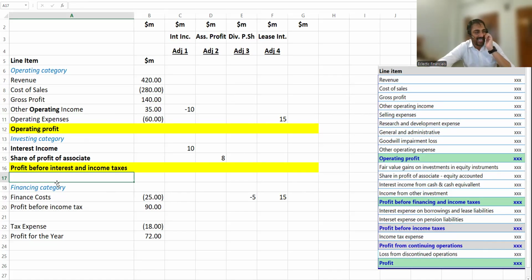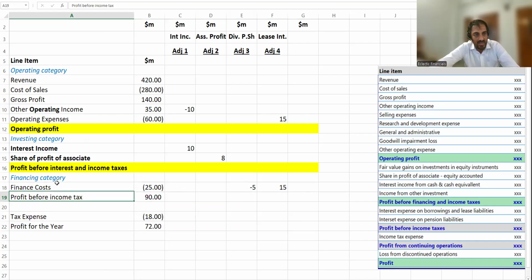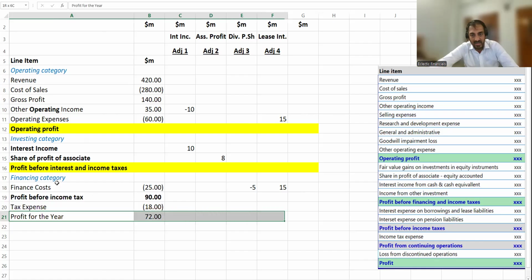Then the finance category. Then finance cost here, category finance cost. And after the finance cost, that is profit before income tax. It's not mandatory, but you can refer here. And then tax expense here. And then the important point is profit for the year.